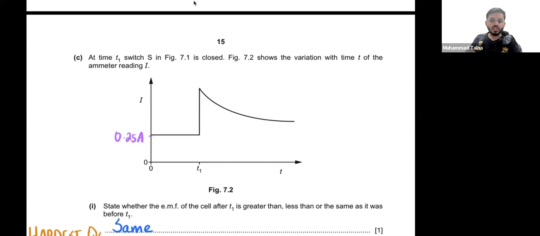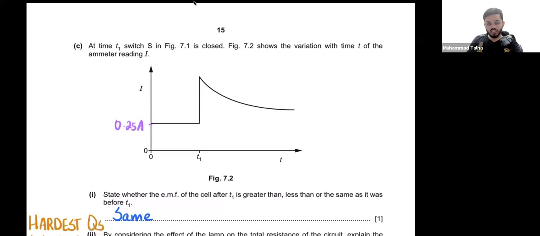If you feel like you need to look at this carefully, and you do indeed, pause this video and have a look at it first. Just take like 10 seconds and look at the shape and see what you can observe. State whether the EMF of the cell after t1 is greater than, less than, or the same as it was before t1. So the answer is that the EMF is always going to be the same. In AS as well as in A2 physics, when we'll be talking about cells, we'll be talking about these as things that never run out. So the EMF is going to be the same.